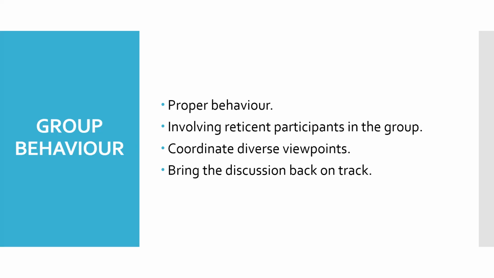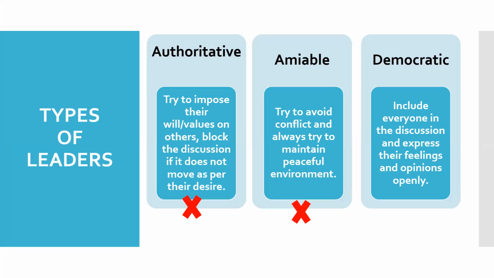It so happens that at times people in a discussion go off track. If such things happen, you, as a person possessing good leadership skills, could try to bring the discussion back on track. There are 3 types of leaders. We do not want a leader who's authoritative or amiable, but we'd like to have a leader who's democratic.